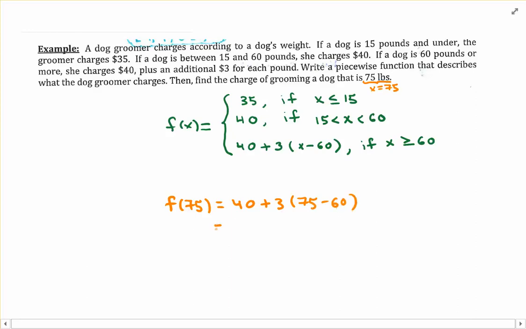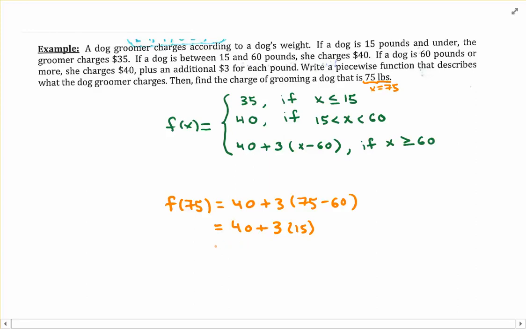Now I'm going to include some of these order of operation steps. The first being doing 75 minus 60. That gives us 15. Now hopefully that should make sense as to why this rule is the way it is. If you bring in a dog that's 75 pounds, that's 15 pounds in addition to 60. All right, so because there are 15 additional pounds, each of those pounds would be multiplied by 3 because it's $3 for each additional pound.